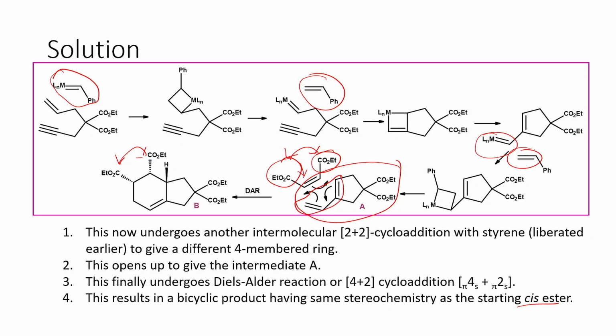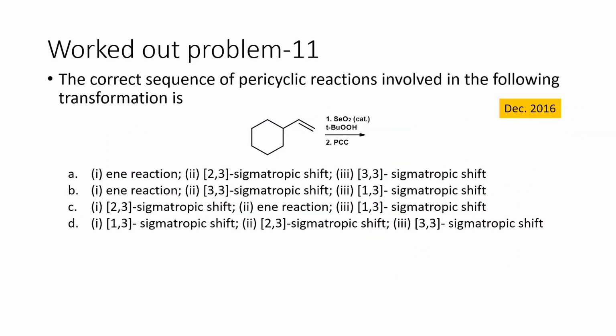So that way we can identify this is not a 2+2 addition reaction. The last step is not a 2+2 addition reaction, but it is a Diels-Alder reaction which leads to the final product. Let us move on to the next problem.